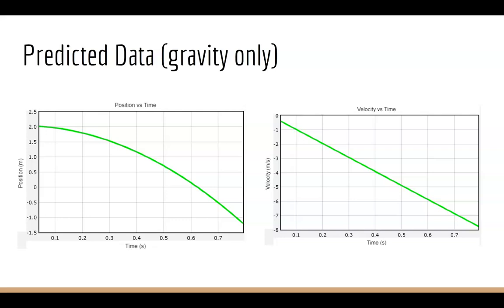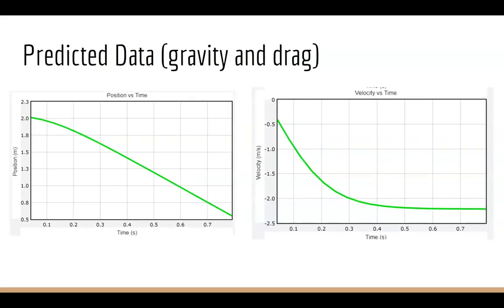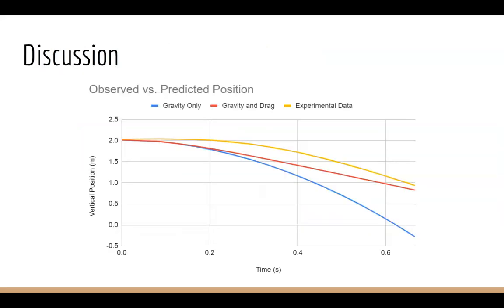This is my data for the gravity only model. The left is my position versus time, and the right is my velocity versus time. And this is my data for the gravity and drag force model. When I compare the two models along with the experimental data on the same graph, I can see that the gravity and drag force model is closer to the experimental data than the gravity only model is.